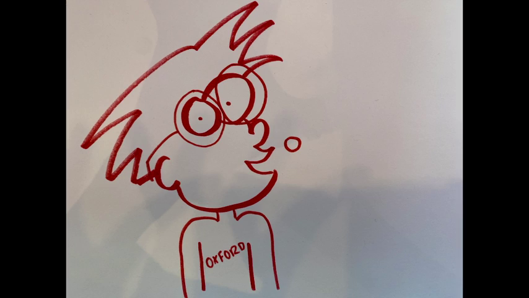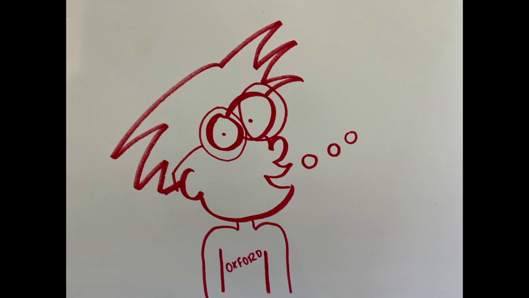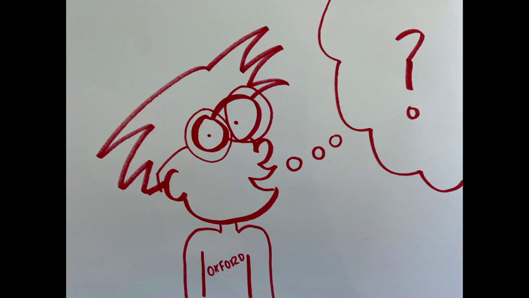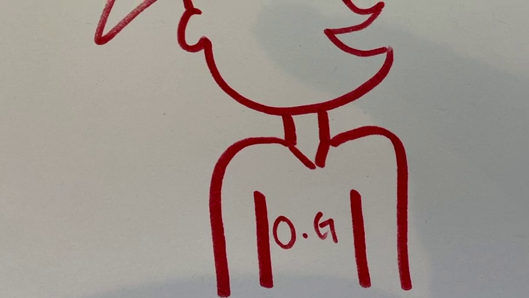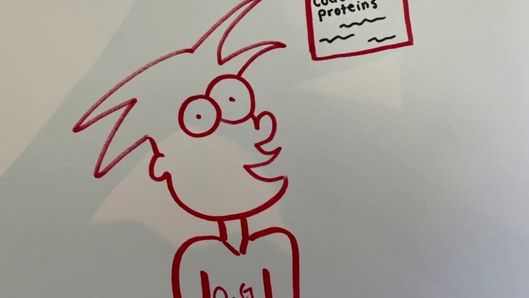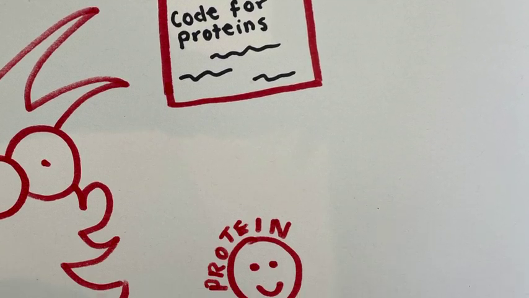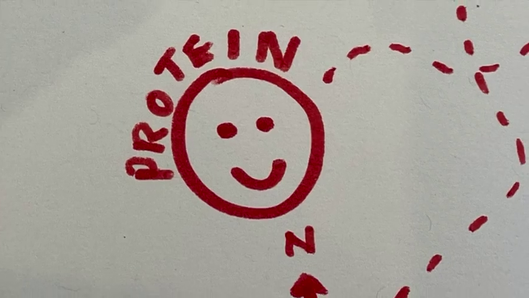What is an oncogene? Oxford Dictionaries describes oncogenes as a gene which in certain circumstances can transform a cell into a tumor cell. But what does that mean? Let me introduce you to my friend oncogene, OG for short. OG's job is to code for the proteins. The code that OG writes allows proteins to direct cell growth.